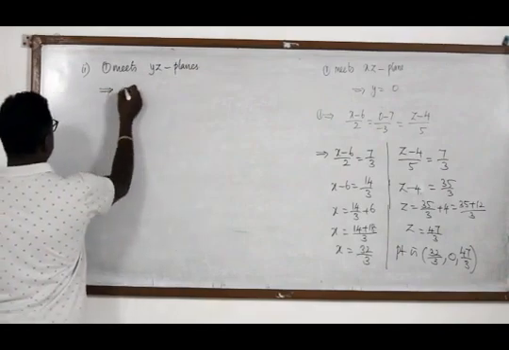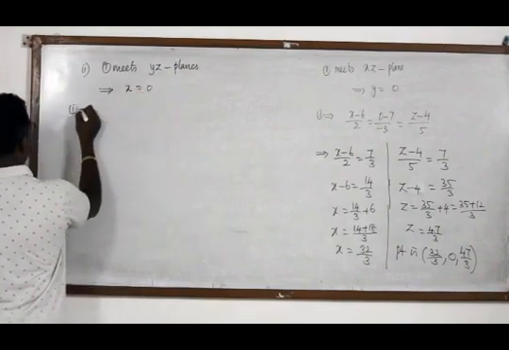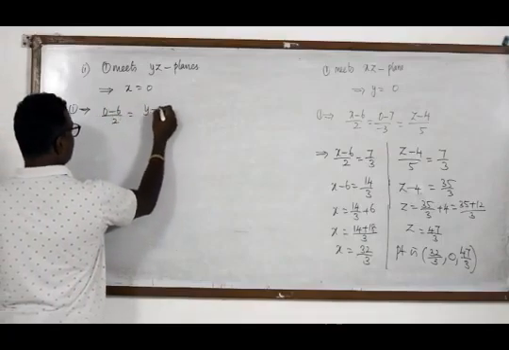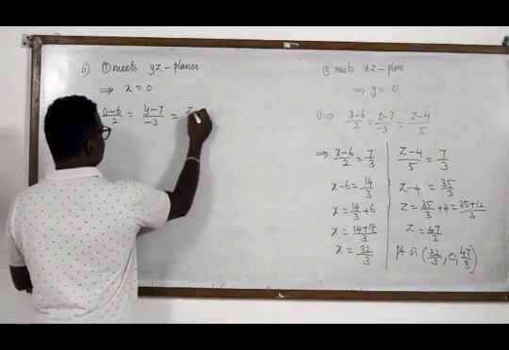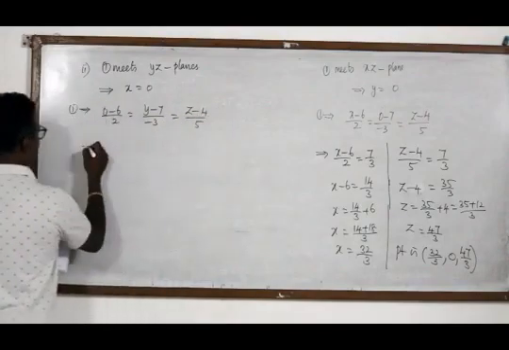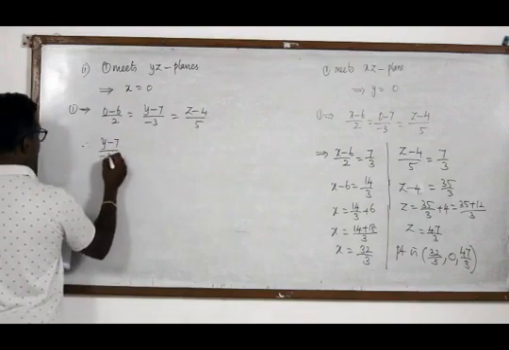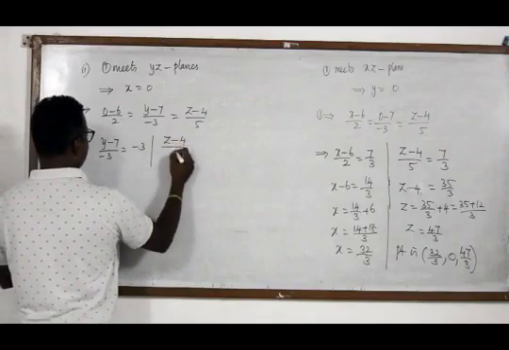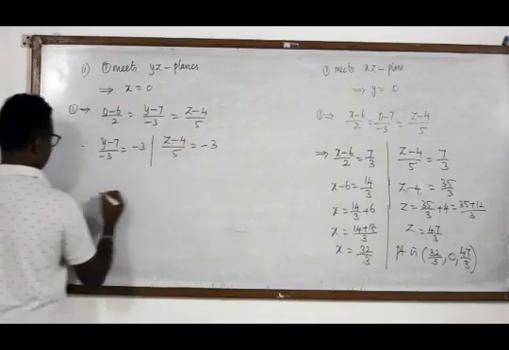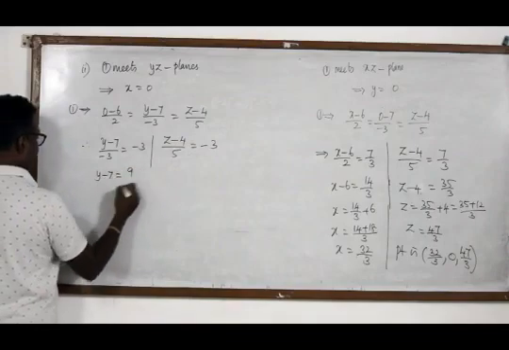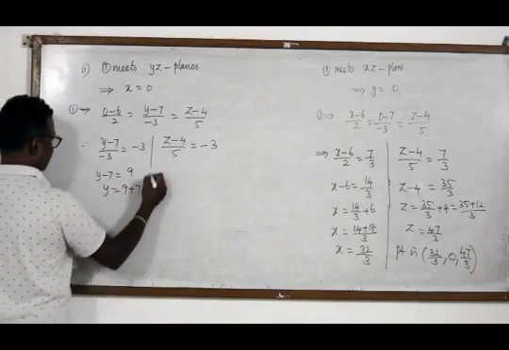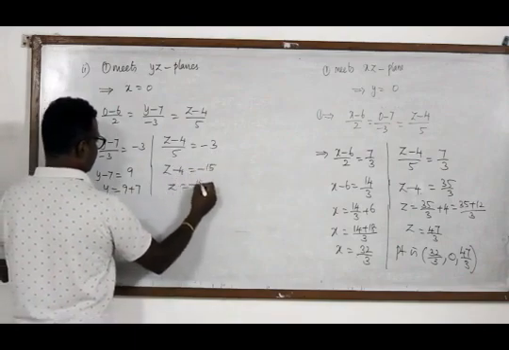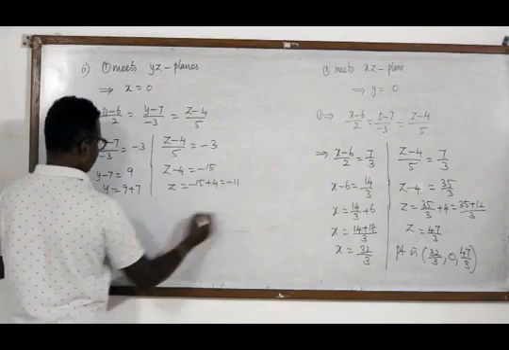Then, y is z means x equal to 0. Put x equal to 0: (0 minus 6) by 2 equal to (y minus 7) by minus 3, equal to (z minus 4) by 5. Therefore, (y minus 7) by minus 3 is minus 3, or (z minus 4) by 5 is equal to minus 3. Then y minus 7 is plus 9, y equal to 9 plus 7. Z minus 4 equal to minus 15, z equal to minus 15 plus 4, that is minus 11.